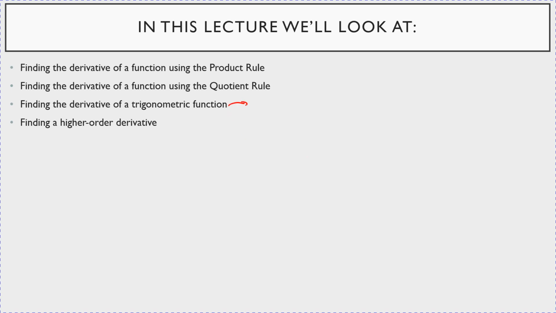So we saw that the derivative with respect to x of sine of x is cosine of x. And the derivative with respect to x of cosine of x is equal to minus sine of x. Well, what we're going to look at in this lecture is, what is the derivative of tangent of x? And then we'll do secant, cosecant, and cotangent. And the last thing we'll do is talk about finding a higher order derivative, and we'll also work some application problems.